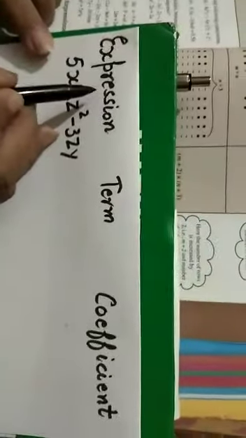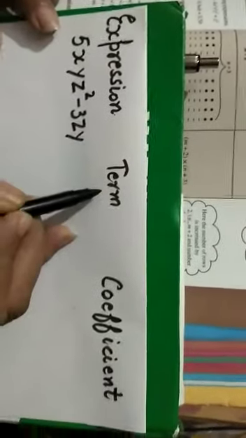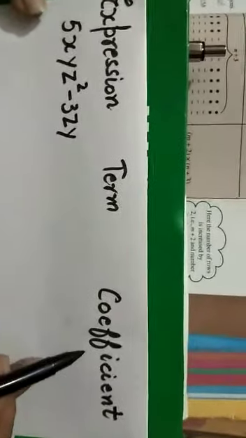Now we'll be starting exercise 9.1. Question number 1. Identify the terms, their coefficient for each of the following expressions. So, how to do this question? Divide your page into 3 parts. First column will be for the expression, second for the term, and third for the coefficient.